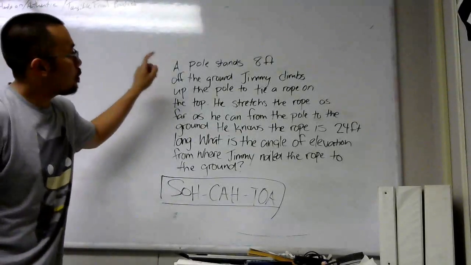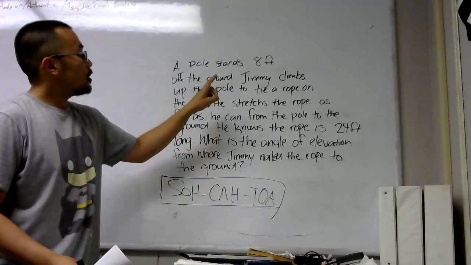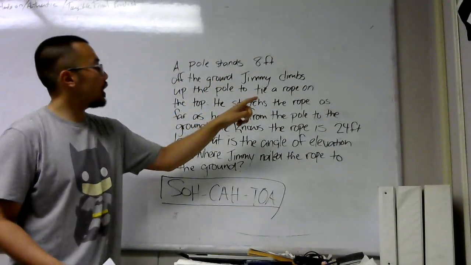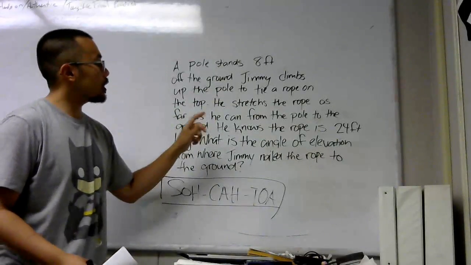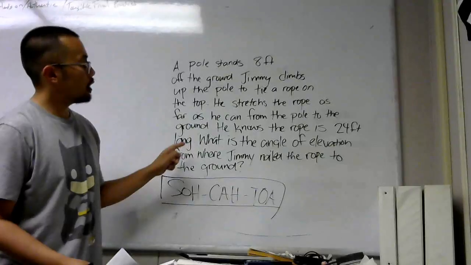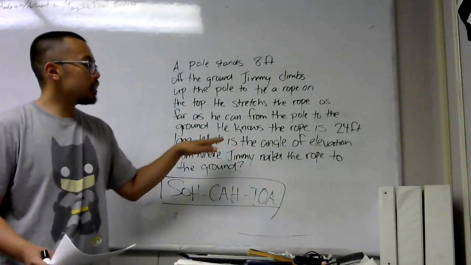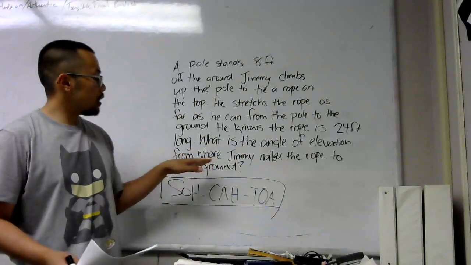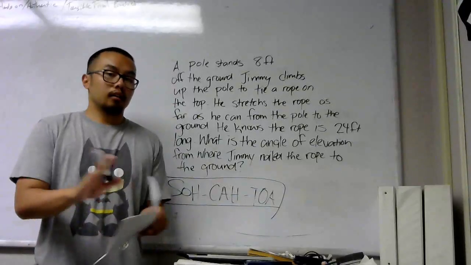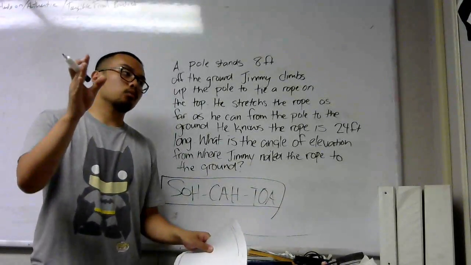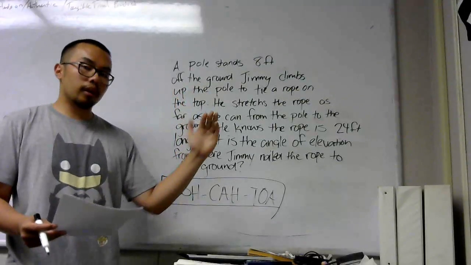It says, a pole stands 8 feet off the ground. Jimmy climbs up the pole to tie a rope on the top. He stretches the rope as far as he can from the pole to the ground. He knows the rope is 24 feet long. What is the angle of elevation from where Jimmy nailed the rope to the ground? Okay, that was a lot, but let's read it over, and this is all assuming that the angle from the pole to the ground is a right angle.